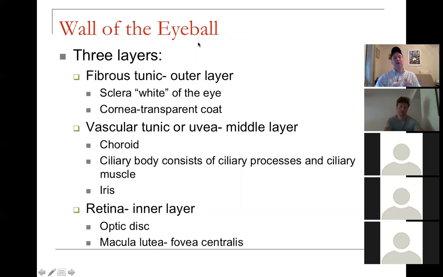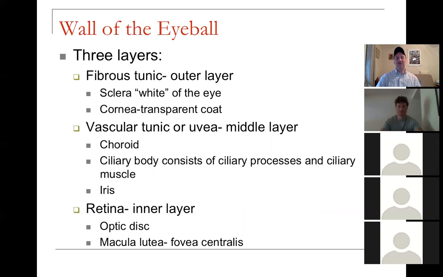Okay, three layers. So we have an outer layer, which is going to be a sclera, and this is dense irregular connective tissue. This is literally the white of your eye. Now that cornea is actually translucent. So there's something about the construction of the cornea that is different. We don't worry about that inside this class, but obviously that's the only way this could work.